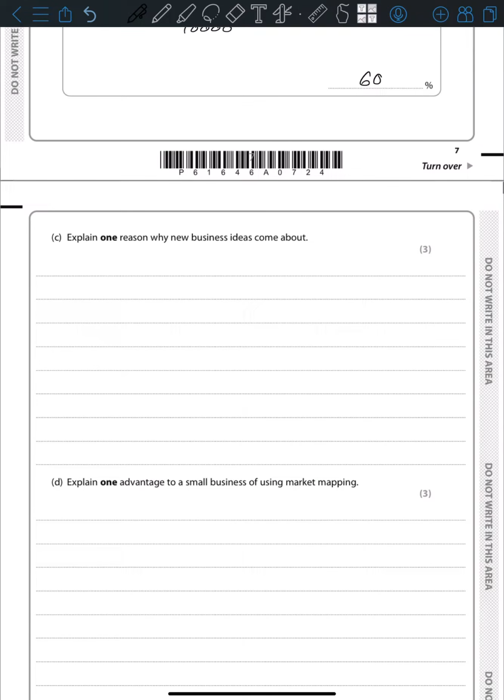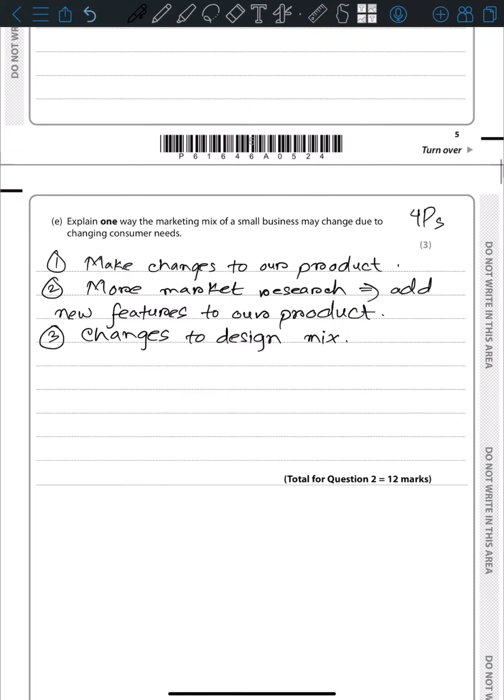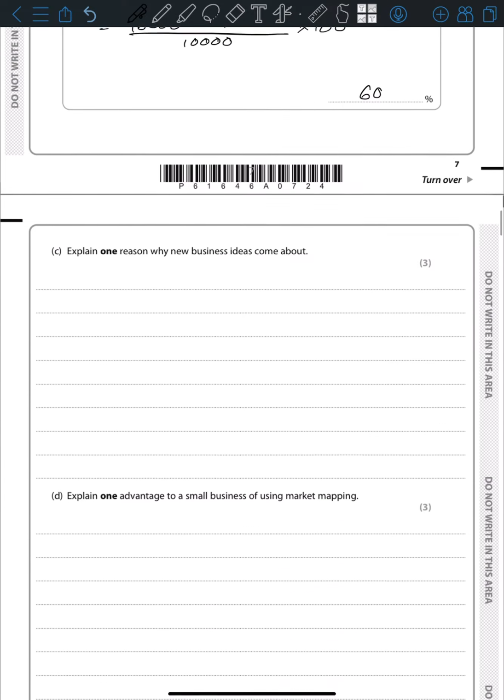Explain one reason why new business ideas come about. So we're basically asked to explain why people come about with new business ideas. So the first thing that comes to our mind is why. I mean, if we go back to this answer, I think this answer somehow gives us a cheat sheet because we were thinking why they might need to make changes. New changes means new ideas. So we can build from here. It's not necessary. It just came to my mind.